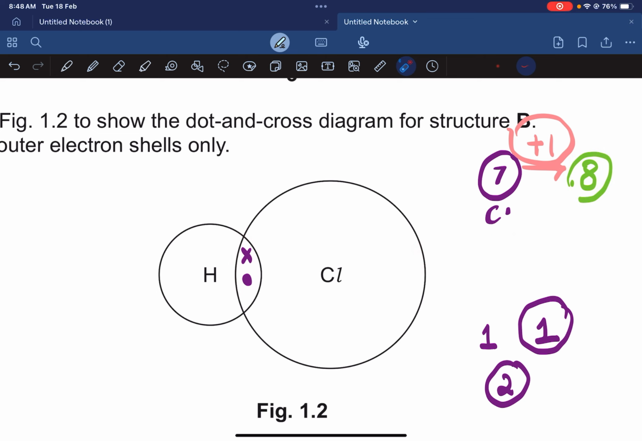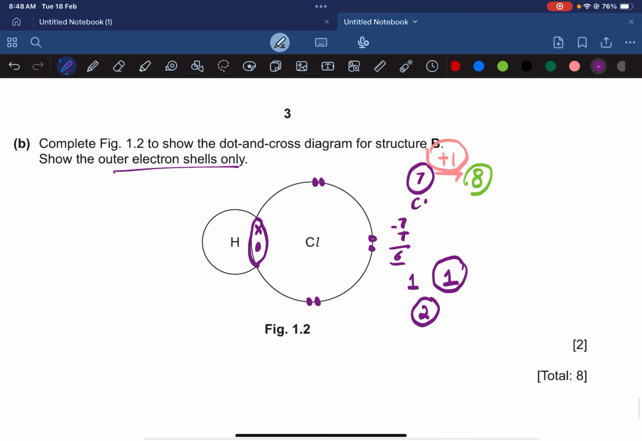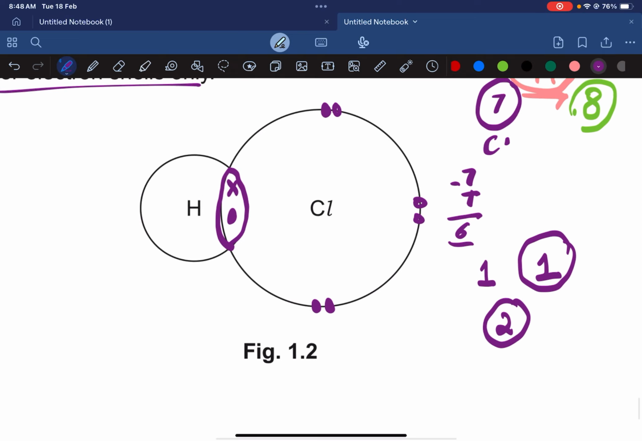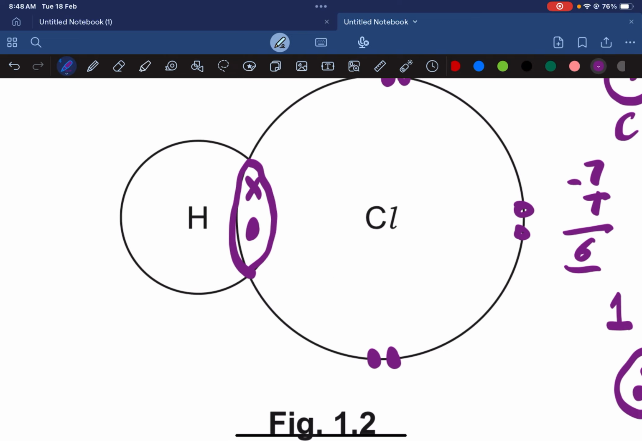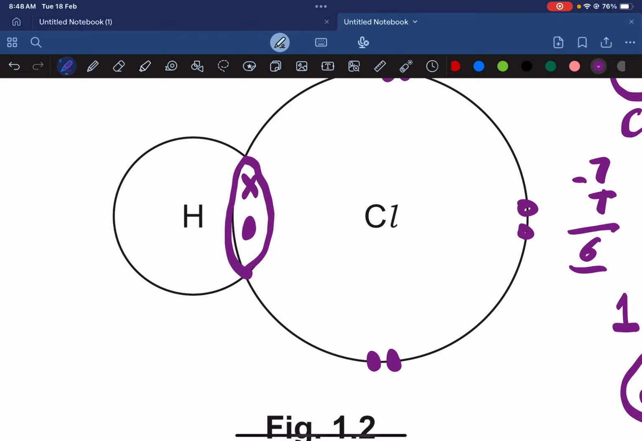Out of these 7 electrons, now 1 electron is used. This 1 dot was the electron of chlorine. This 1 dot has been used to make a covalent bond with hydrogen. So how many are left? 7 minus 1, that's going to be 6. So we have to show all the outer electrons, so we have to show the 6 unbonded electrons in chlorine as well. These are the lone pairs: 1, 2, 3, 4, 5, 6, and these are important in order to get the complete 2 marks. And in hydrogen there are no other electrons, it only had one cross. Make sure that if you're using a cross for hydrogen, it's only for hydrogen. For chlorine you have to draw all the dots, it cannot be a mixture.